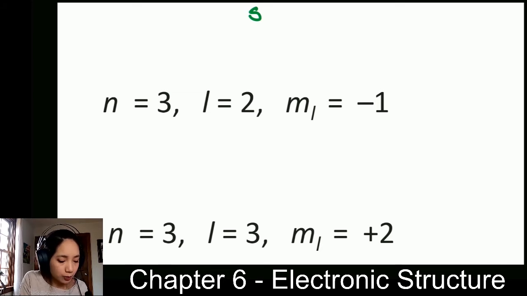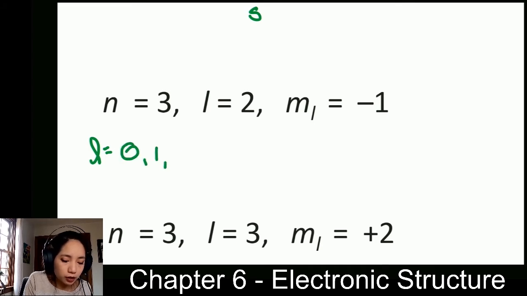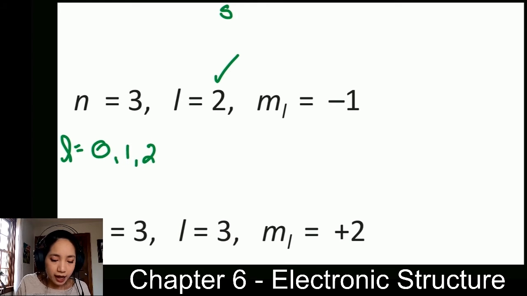So I'm just going to go ahead and write the possible L values for n equals 3. If n equals 3, we can have 0, 1, or 2. And what's listed here is n equals 2, so that checks out. Yay. And then last, the ML values.